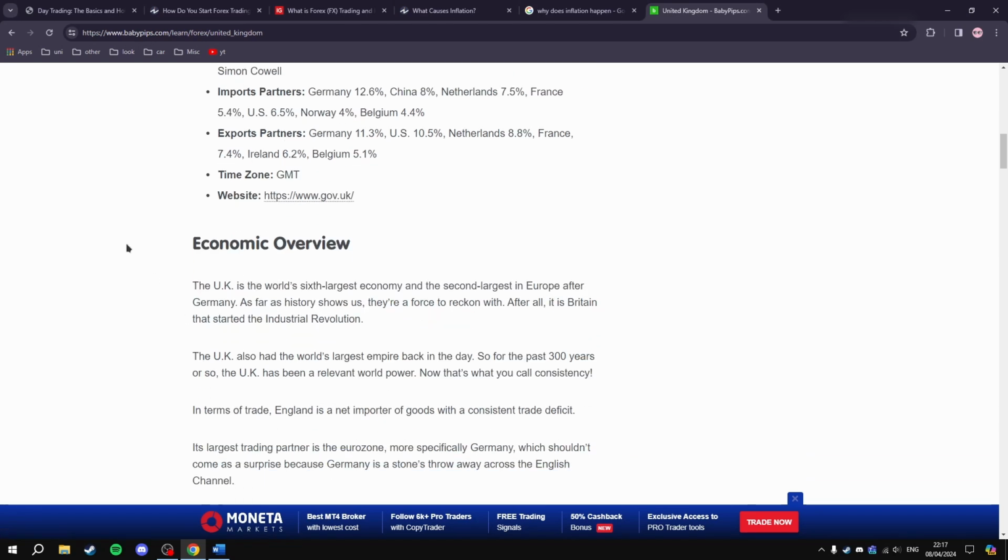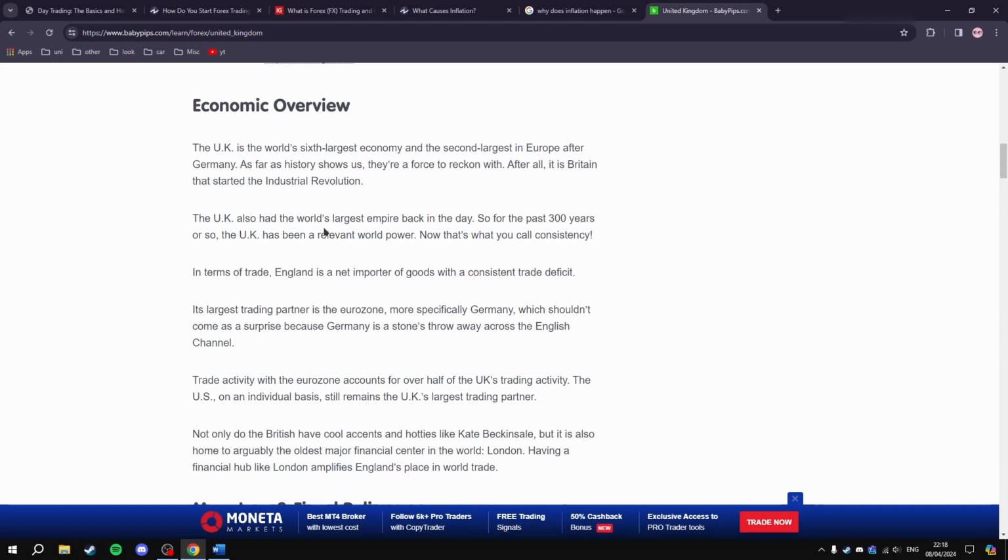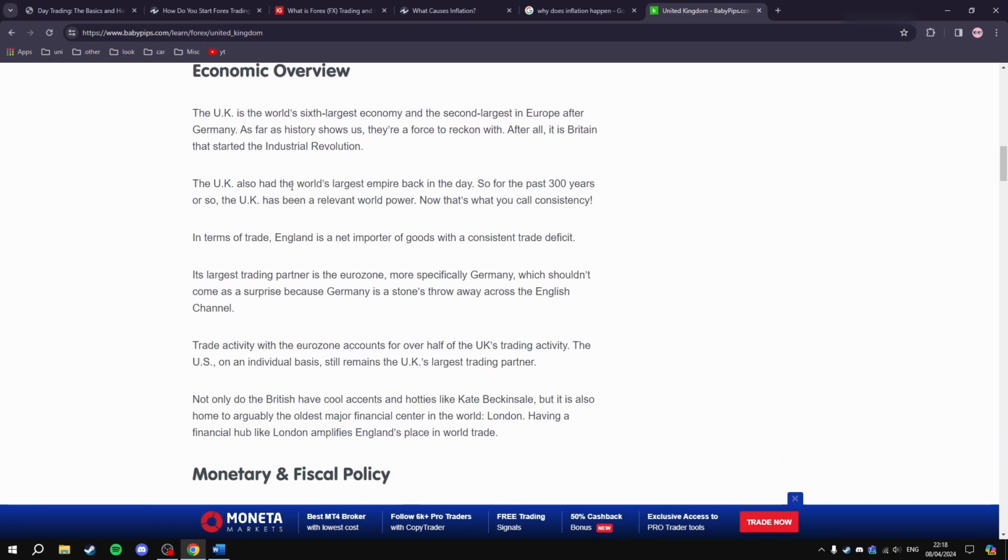Economic overview. The UK is the world's 6th largest economy and the 2nd largest in Europe after Germany. As far as history shows us, they're a force to reckon with. After all, it is Britain that started the Industrial Revolution. The UK also had the world's largest empire back in the day, so for the past 300 years or so, the UK has been a relevant world power. Now that's what you call consistency.